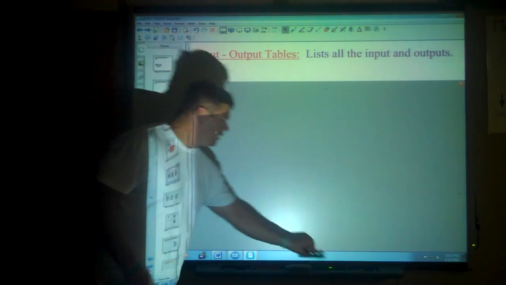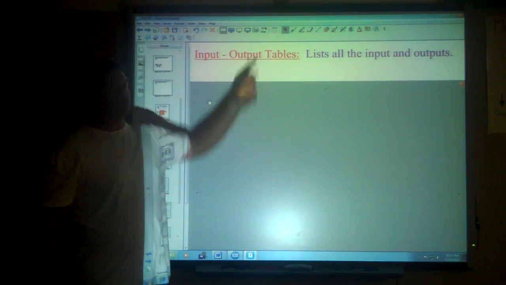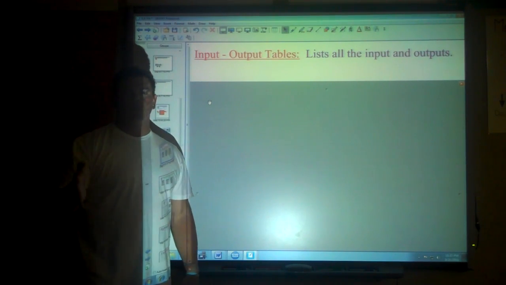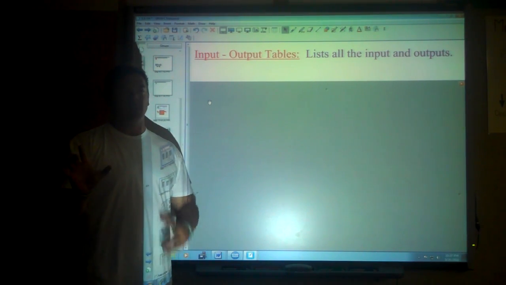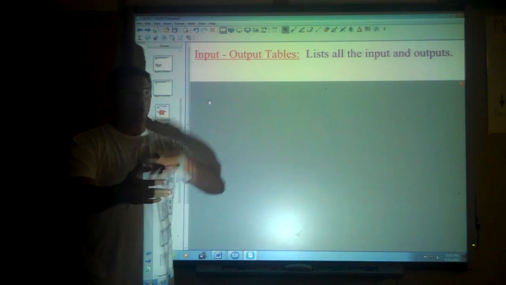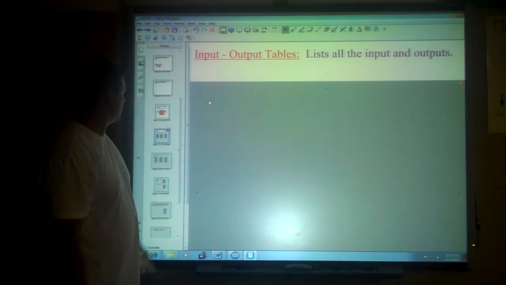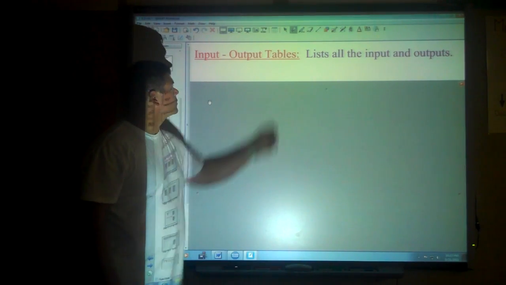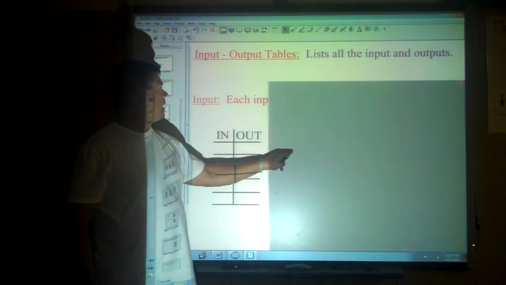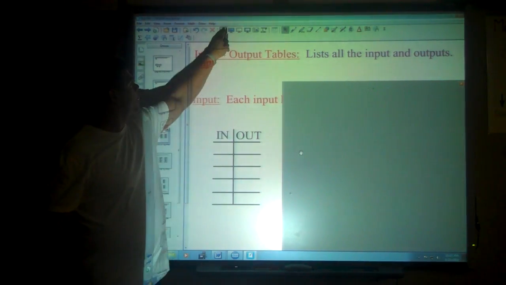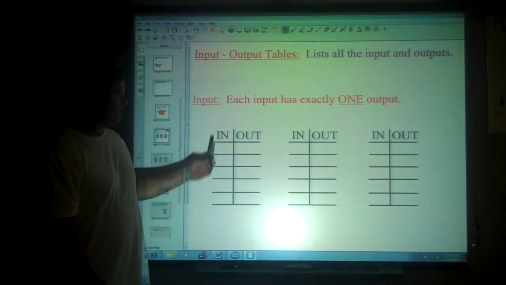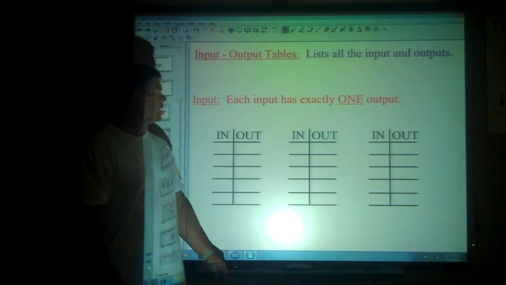So, when we make those, we call them input-output tables. Because we choose a whole bunch of values, or maybe we're given values to stick in, we apply the rule to the problem, and we get a result, an answer out. That's the list of all the input and output tables. Okay? So, here we have a few input-output tables blank that they would look like.